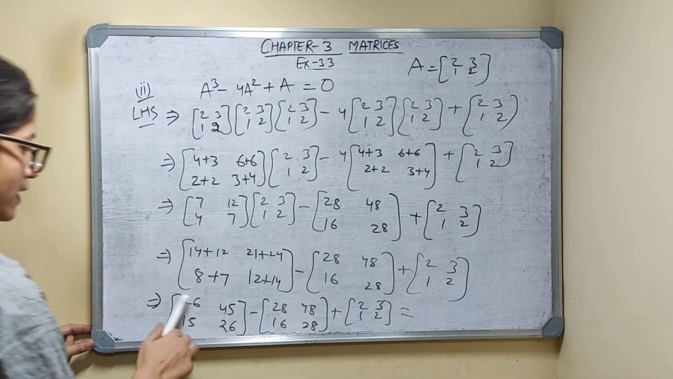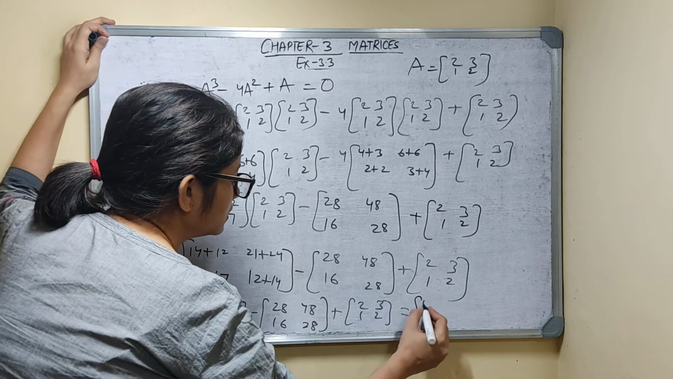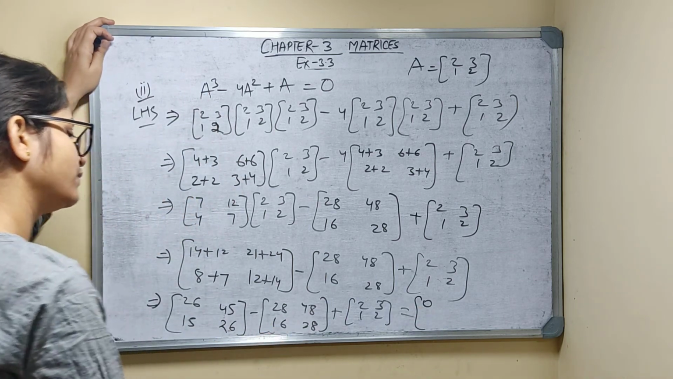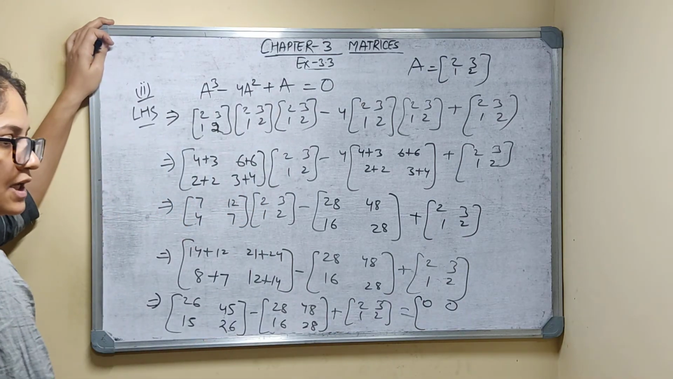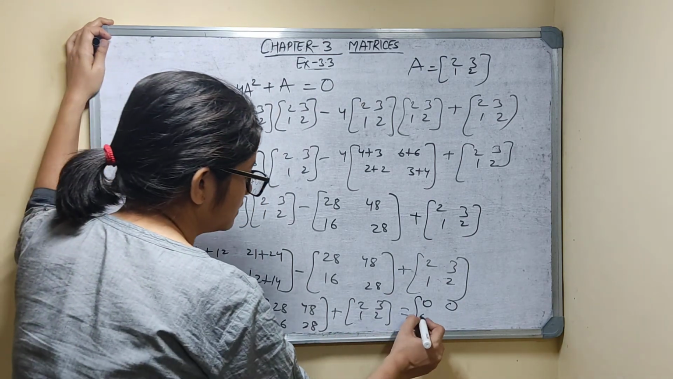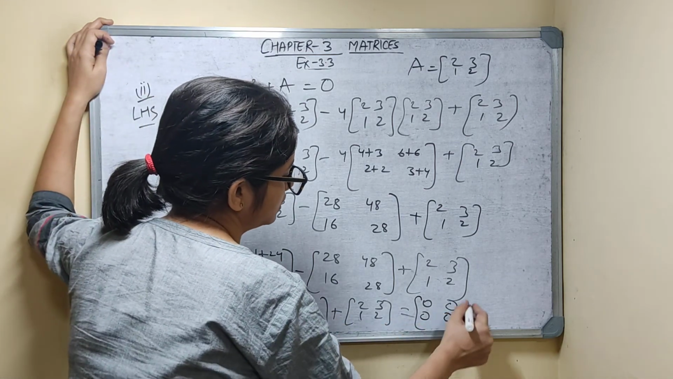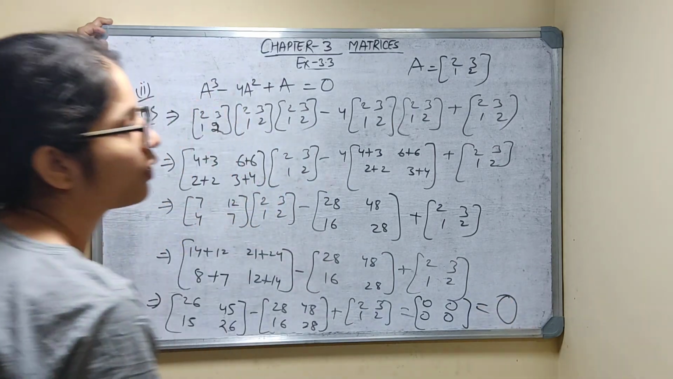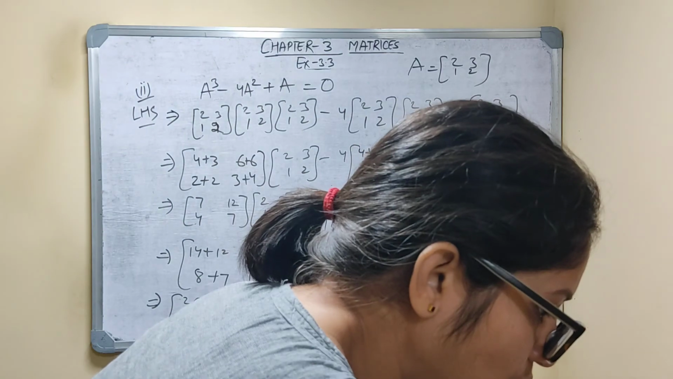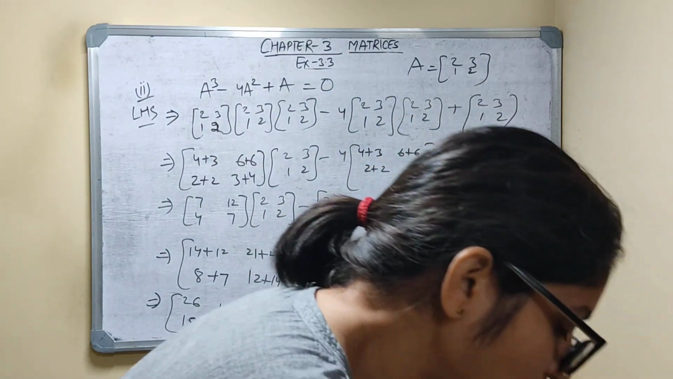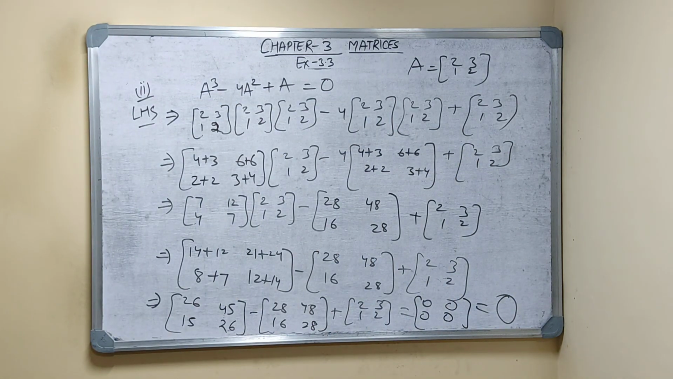So 26 minus 28 is minus 2, plus 2 is 0. 45 minus 48 is minus 3, plus 3 is 0. 15 minus 16 is minus 1, plus 1 is 0. 26 minus 28, minus 2 plus 2 is 0. That is the zero matrix O, equal to the RHS. So hence, proved. Like this you have to solve. Now question number 29, these all I will do in the next video.